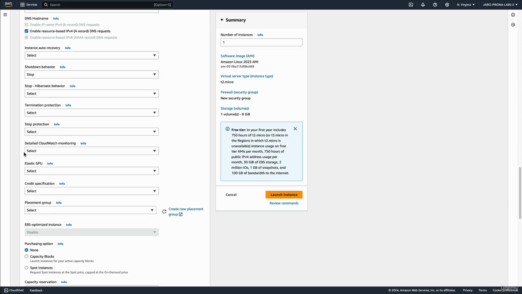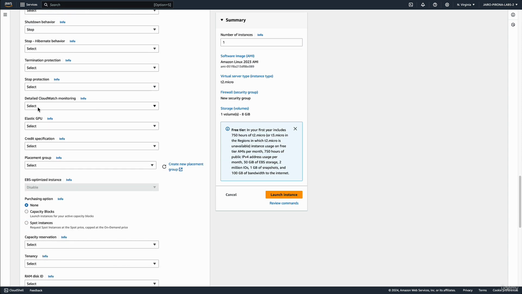The next option is Detailed CloudWatch Monitoring. By default, Basic monitoring is automatically enabled and collects usage metrics at 5-minute intervals. With detailed monitoring enabled, metrics are collected at 1-minute intervals, and this comes at an additional cost.